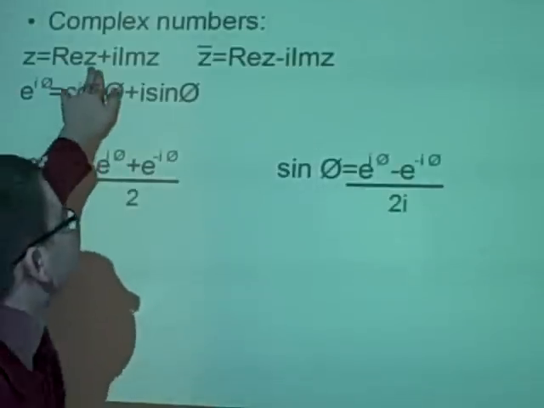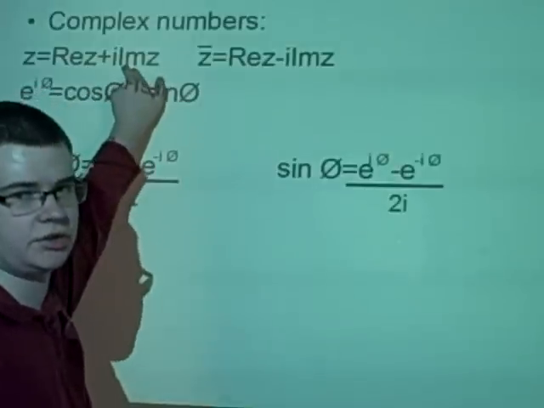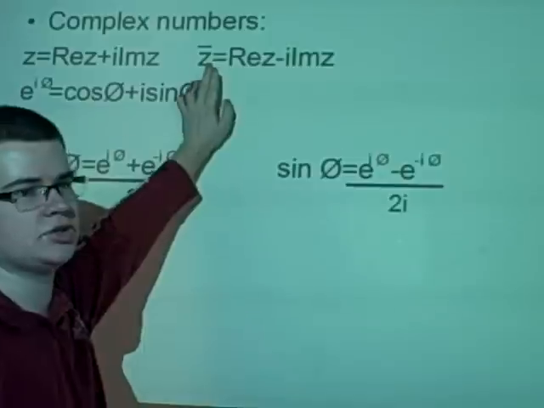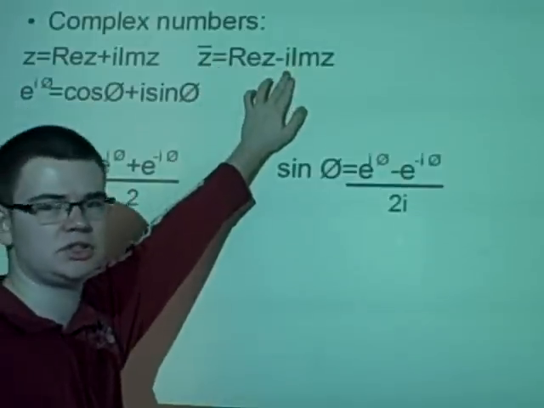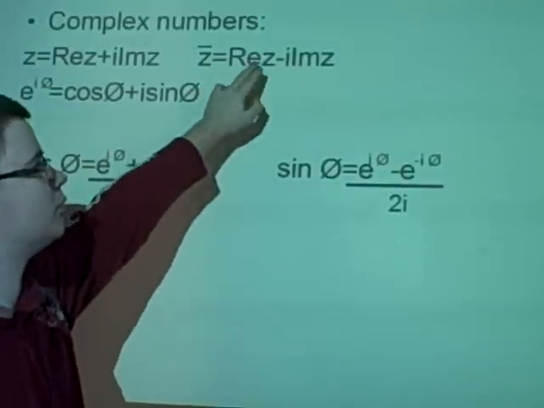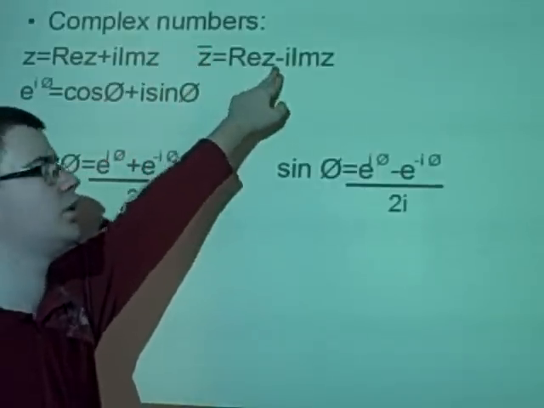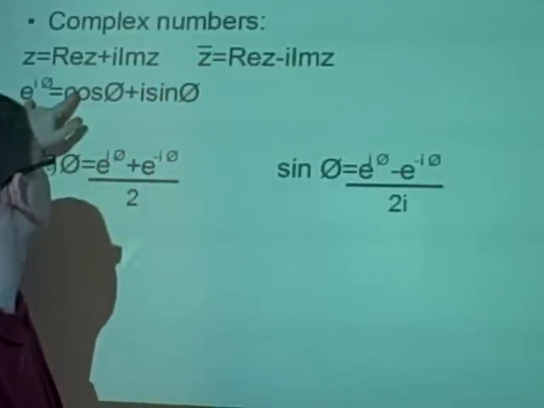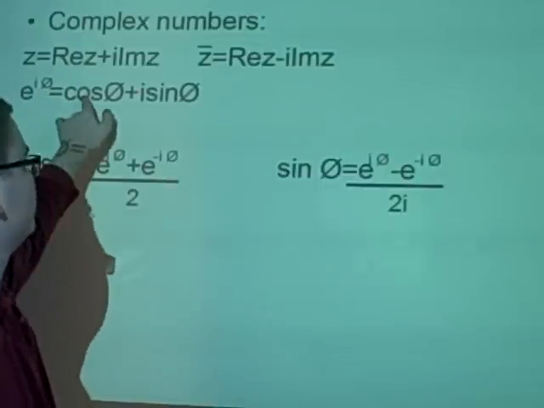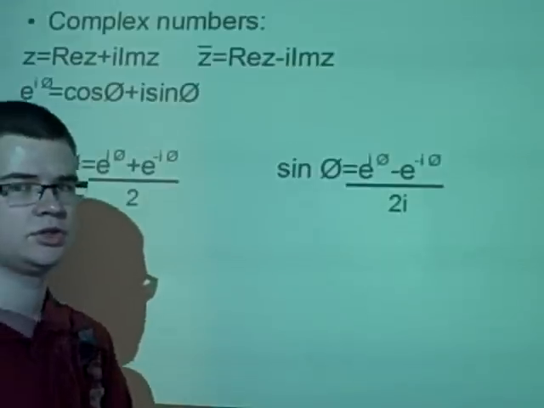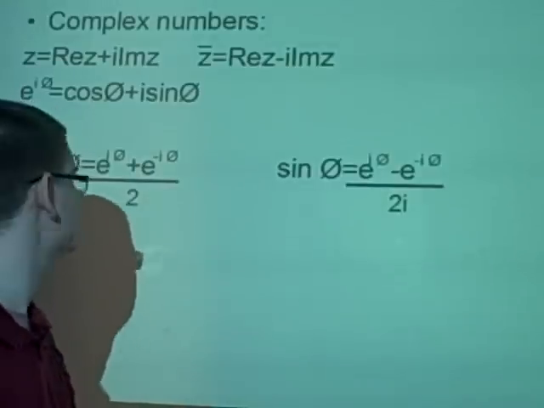z equals the real part of z plus i times the imaginary part of z. And you need to know that z bar is the real part of z minus i times the imaginary part of z. The way you can remember that is that it's a bar on top of the z, which looks like a minus, so you know it's got a minus in it. You also need to know that e to the i theta equals cosine theta plus i sine theta. This is also another one done in vectors.